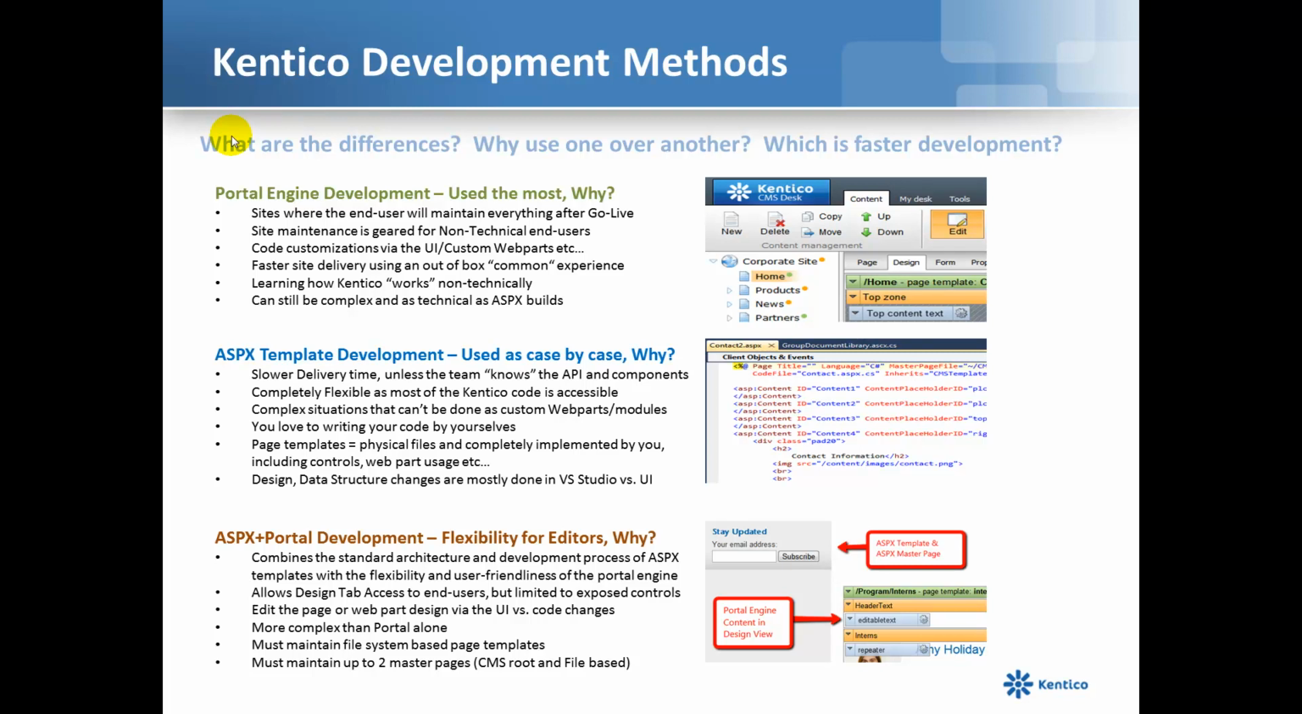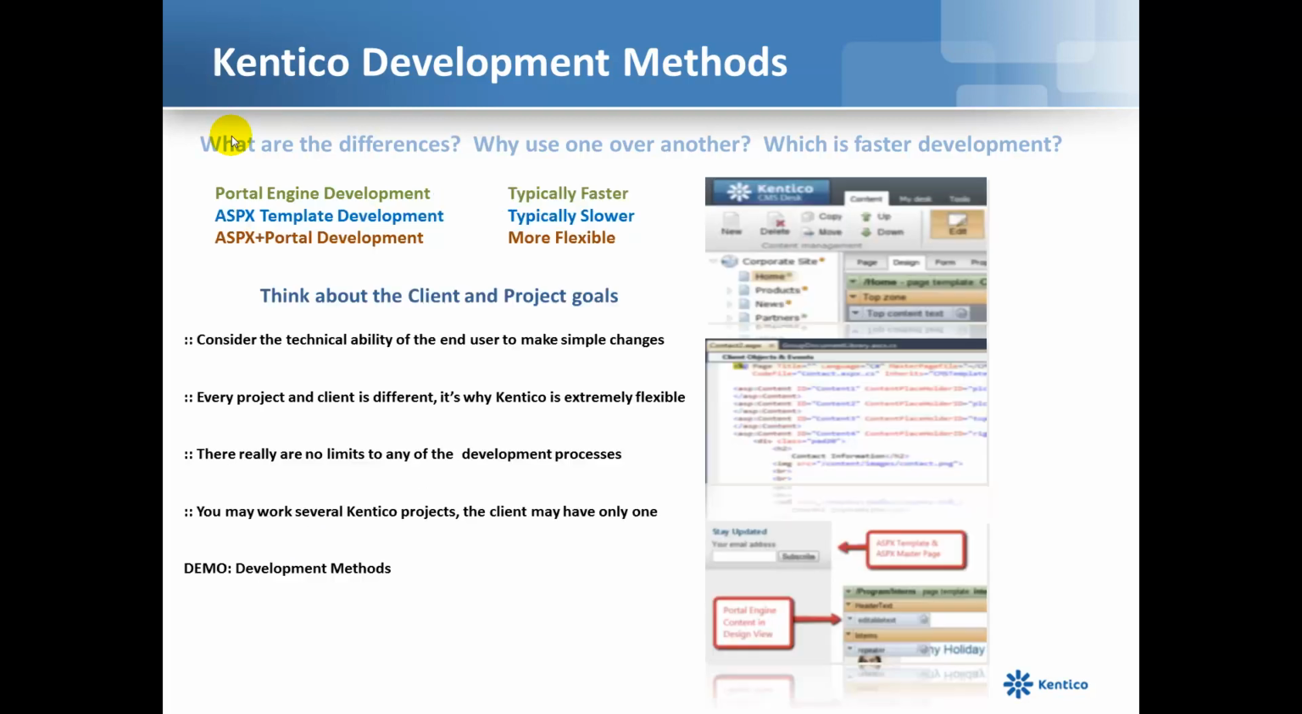So you could put a repeater on a page, you could set the properties inside the repeater in the UI, and you don't have to go back to the code to make simple changes that maybe change the sort order or something like that. It's a little more complex than Portal alone, and you must maintain file system-based page templates to work this. However, in some sites, you can actually have to have two master pages, one for the UI to kind of represent what it will look like at the end of the day, and one for all of your file-based page templates.